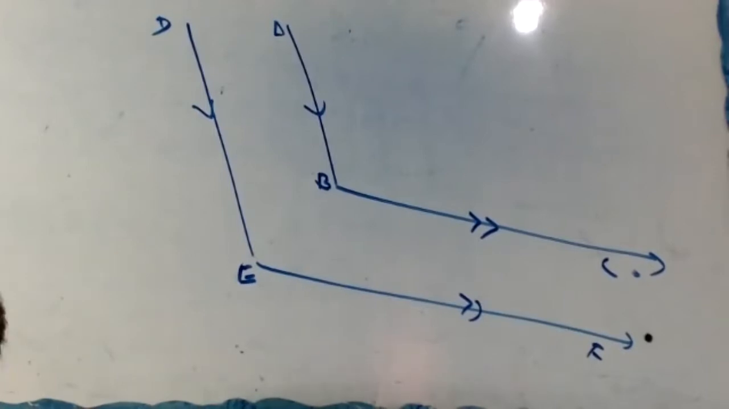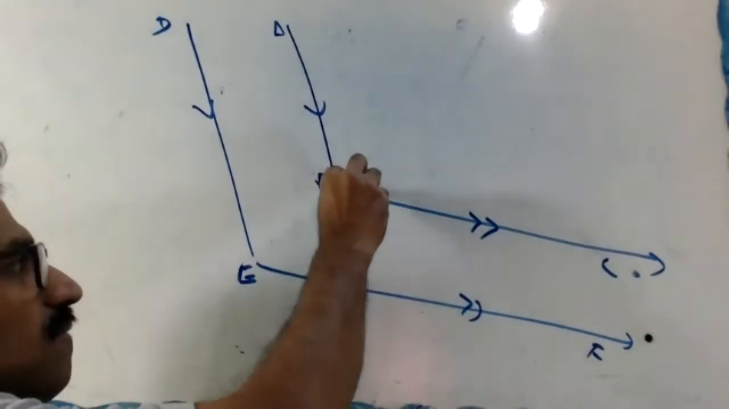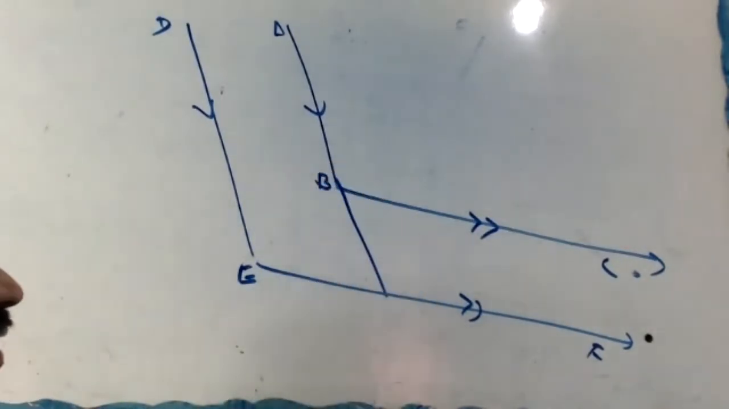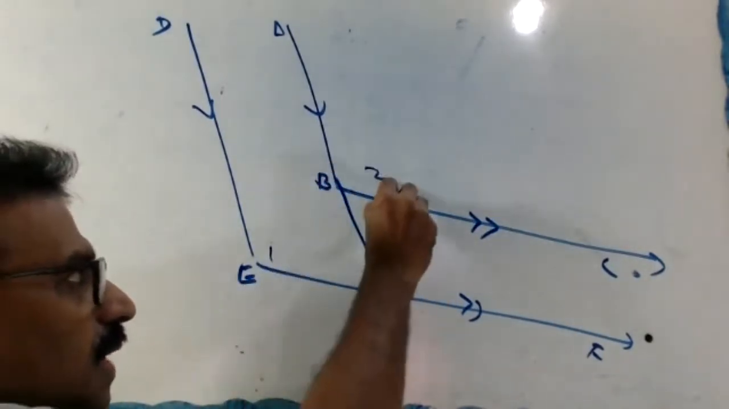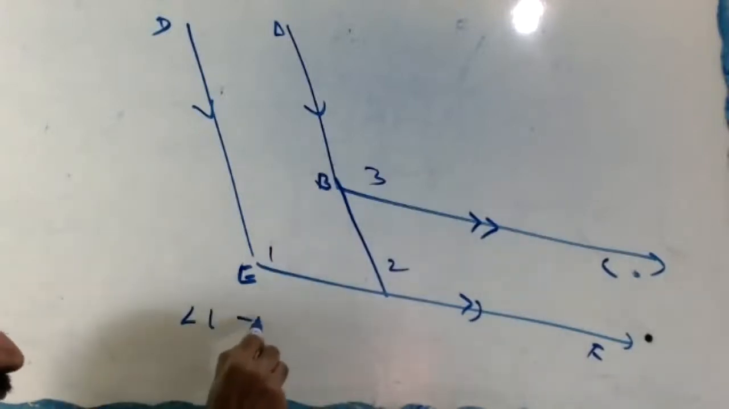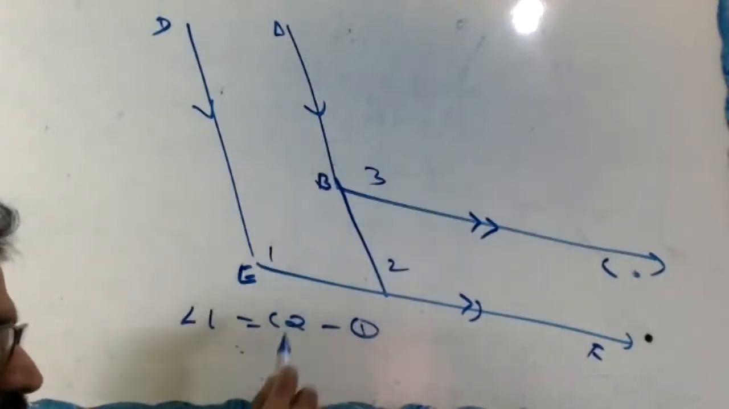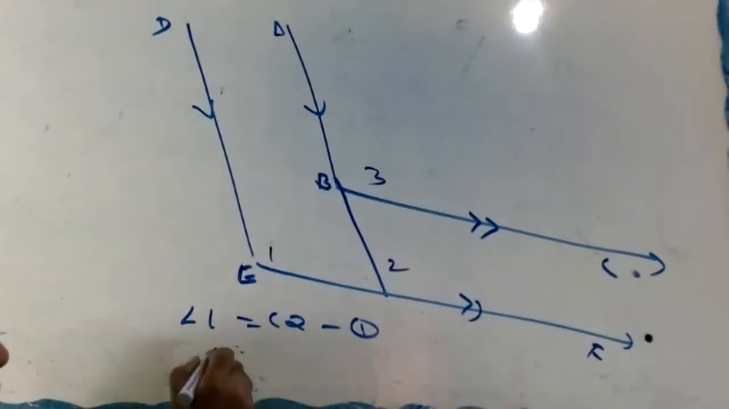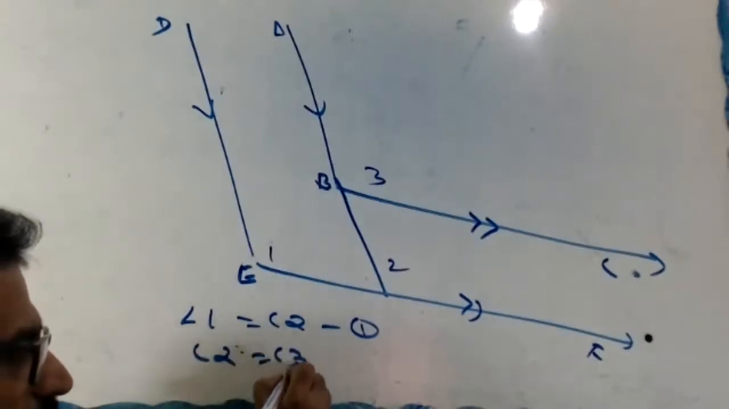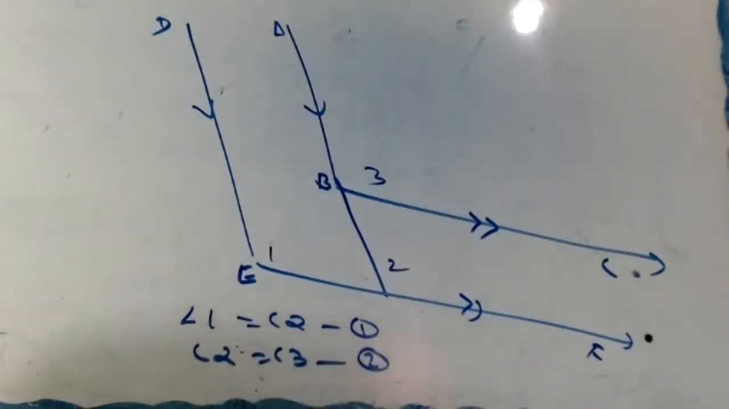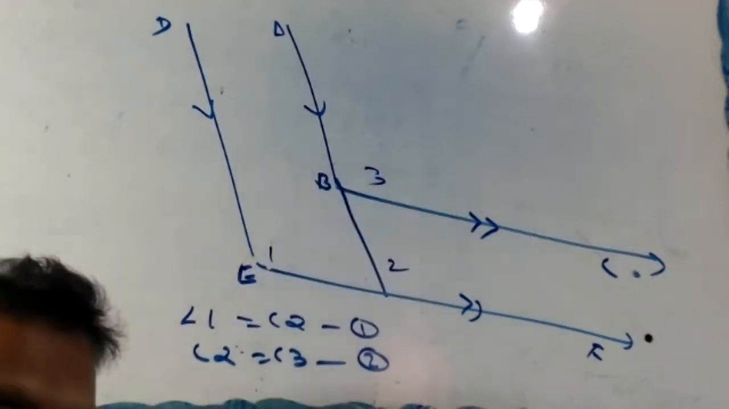Okay, you all got this? Okay, very simple. We did it already. Look here. You just join here. So 1, 2, 3. Angle 1 is equal to angle 2, corresponding angles. Then angle 2 is equal to angle 3, corresponding angles. Therefore, 1 is equal to 3. Right? Correct or no?